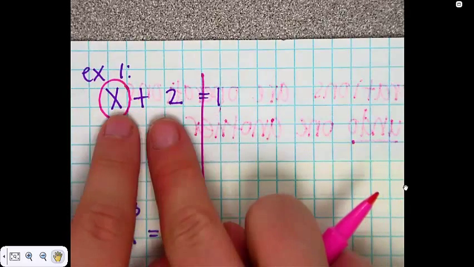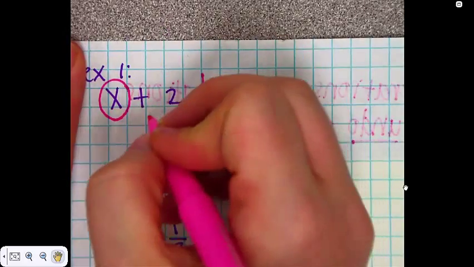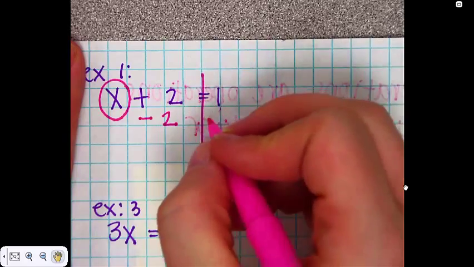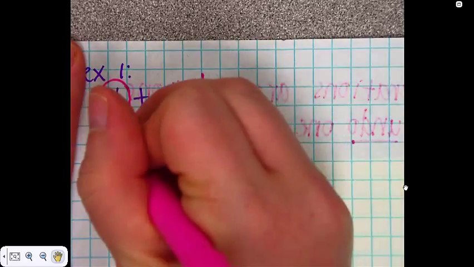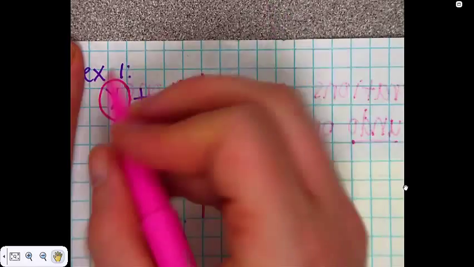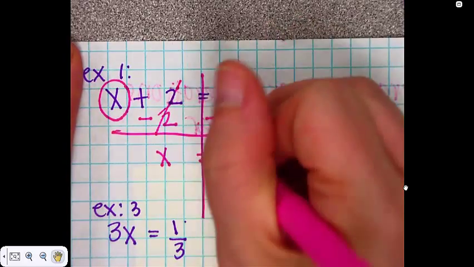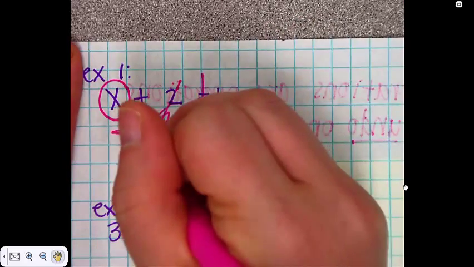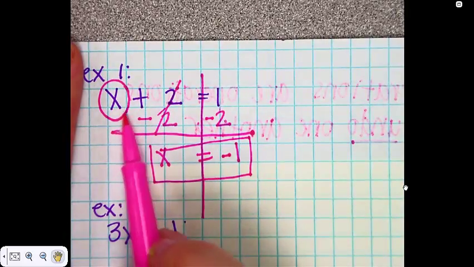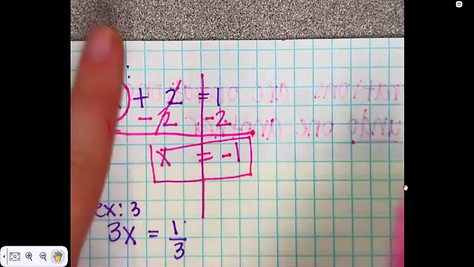So in order to isolate x, I want to do the inverse of plus 2. The inverse of plus 2 is minus 2. And like I just said, if I do it on the left side of the equation, I need to do it on the right side of the equation as well. Positive 2 and negative 2 undo one another, and all we're left with is x. 1 minus 2 is going to give us negative 1. And that is our solution for our equation, x plus 2 equals 1. And then if I plug it back in, negative 1 plus 2, that equals 1. So I know that I'm good.